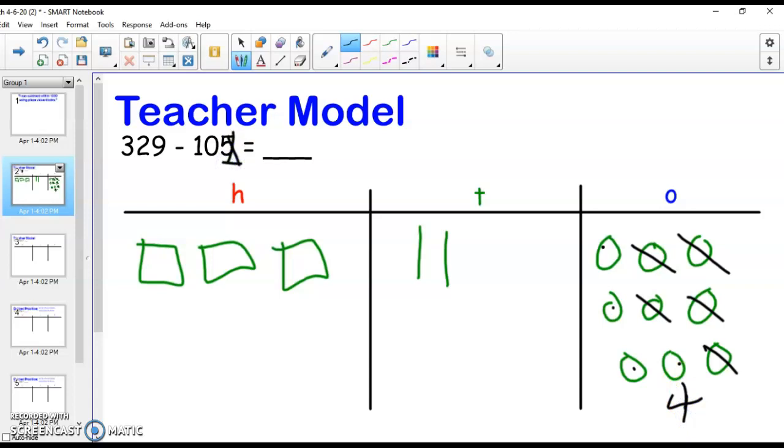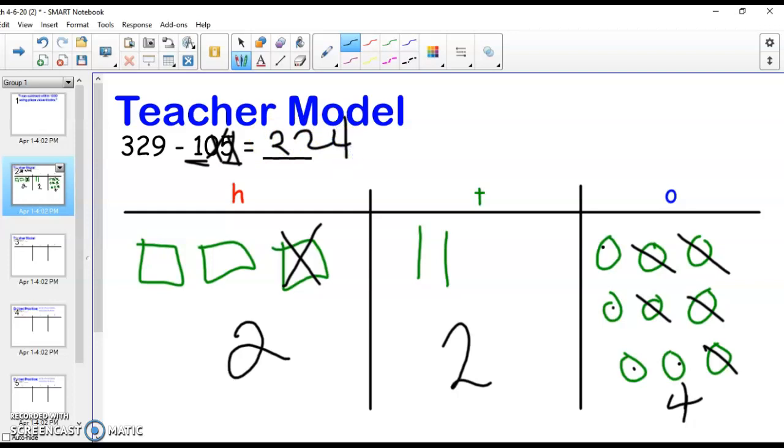Now, 0 10s. If it says 0 10s, then that means I have no 10s to take away. So then it just stays 2 10s. 2 10s minus no 10s are 2 10s. And now I need to take away 100. And I took away 100, and I'm left with 2 100s. So 329 minus 105 is 224.